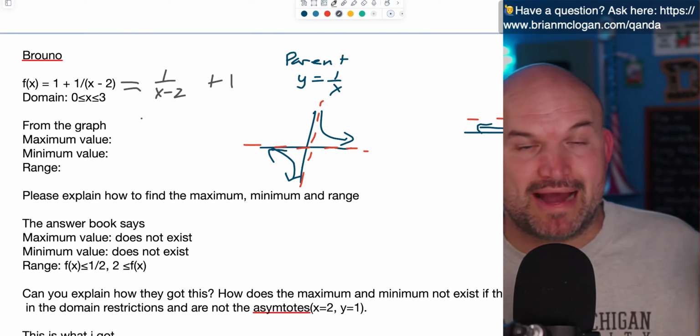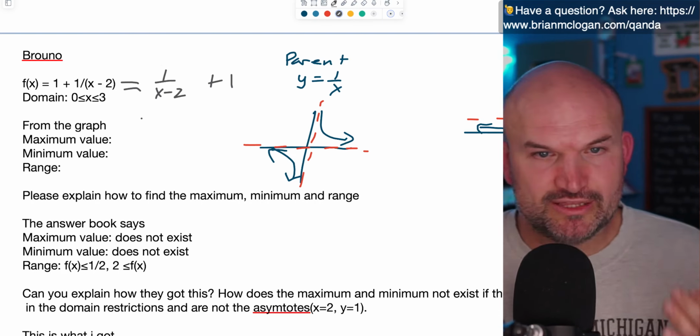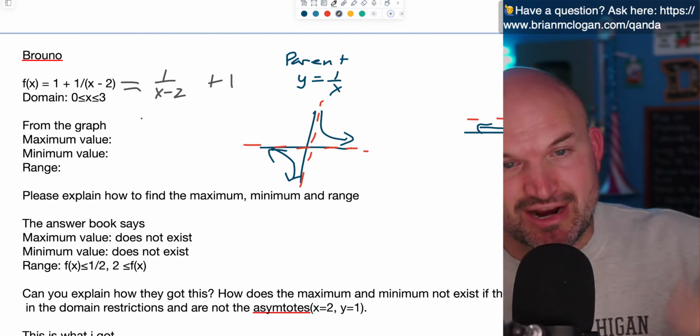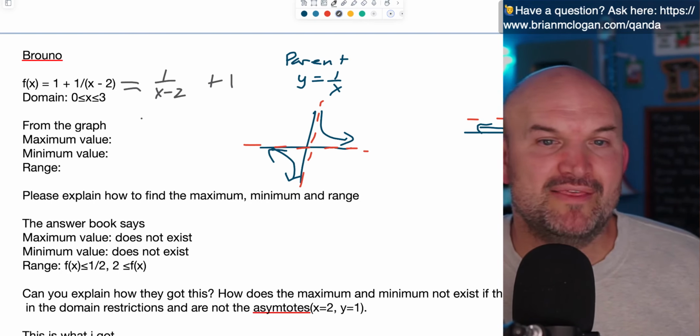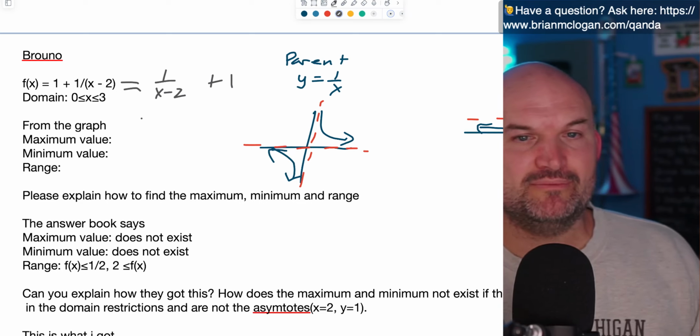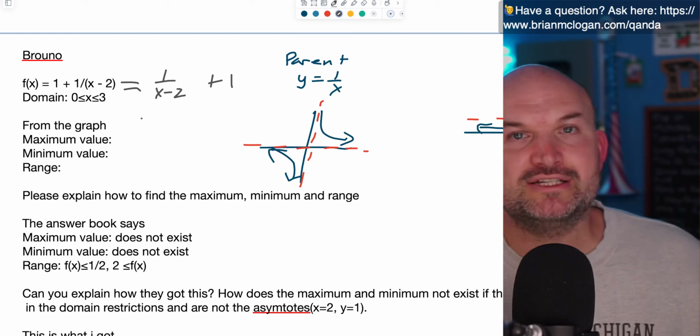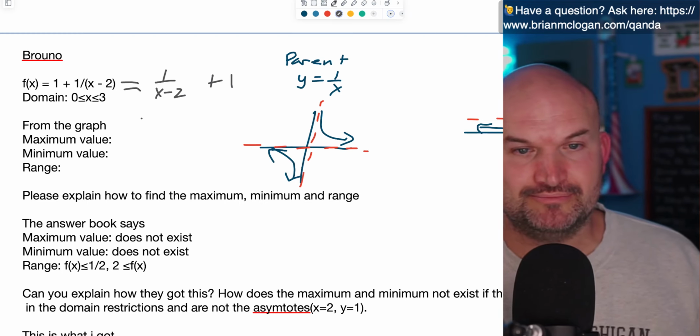Okay, so why is there no absolute maximum or absolute minimum? Look at the gray graph. The graph is continually going down, down, down. It's trying to approach this vertical asymptote. And then from 3, it's continually going up. It's trying to approach that vertical asymptote. So that's why there is no absolute maximum or absolute minimum.